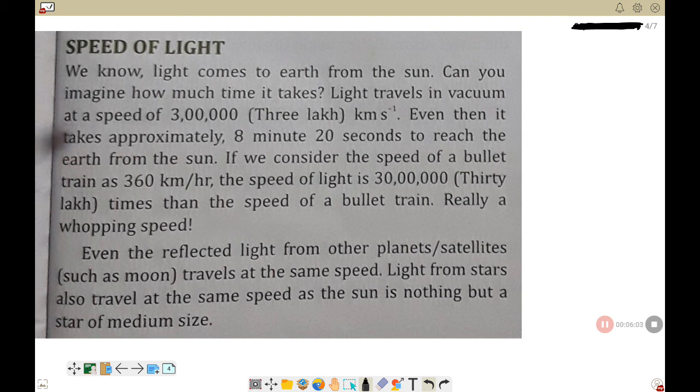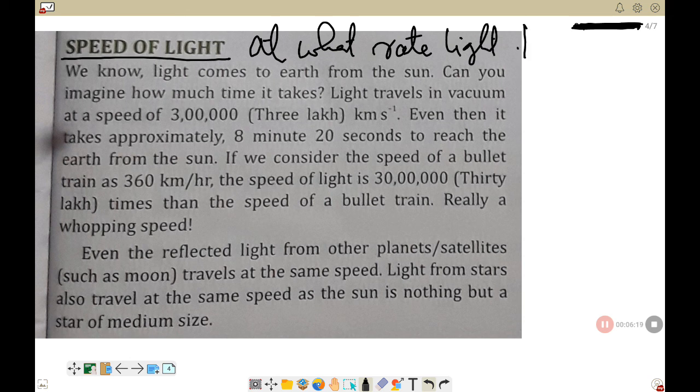Okay, in my video it is the next page, but in your book you are still on page number 71. All right, now speed of light means at what rate light travels from one place to another.